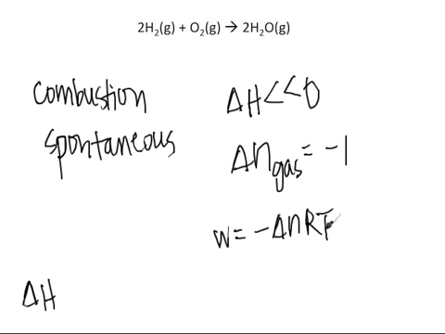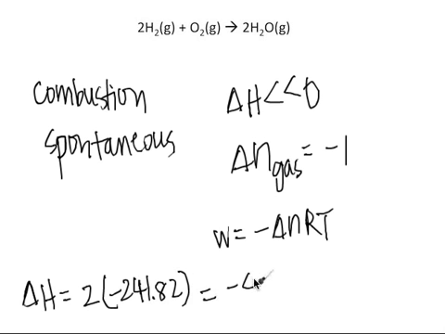Okay, so this is just like in the previous question. We're going to do the products, have positive coefficients. And so this is going to be minus 483.64. So remember that hydrogen in its standard state exists as hydrogen gas. Oxygen in its standard state exists as oxygen gas. So both of them will have 0 enthalpies of formation. So that's why we only have one value here. This is going to be kilojoules.